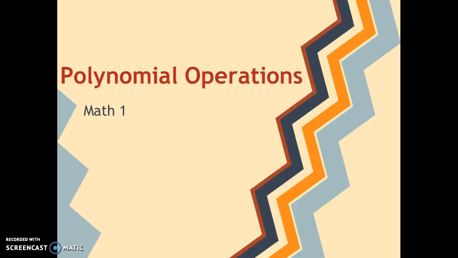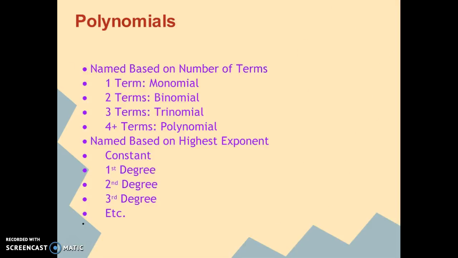Now we're going to look into polynomial operations. So to start with, we're going to look at what a polynomial is. We name them based on their number of terms. So if it has one term, it's a monomial. So for example, a polynomial like 4x squared. That only has one term. There's nothing being added or subtracted from it, so that's a monomial.